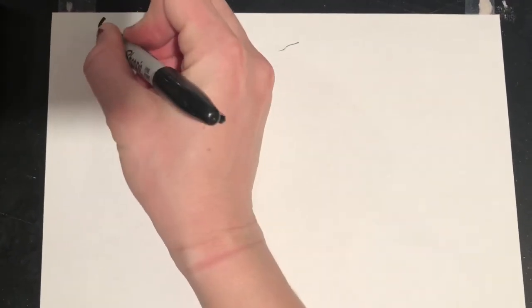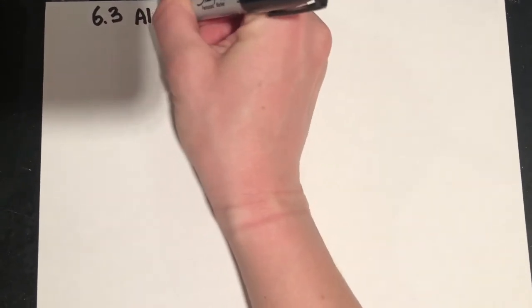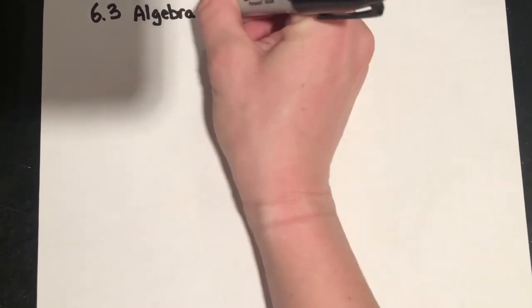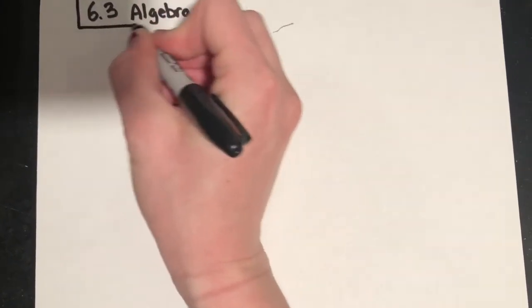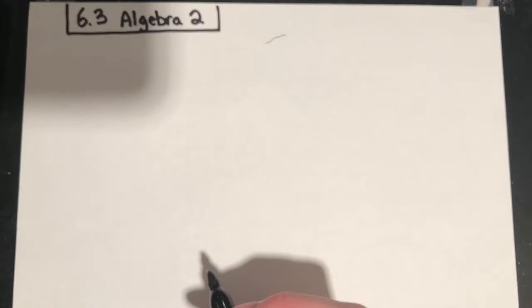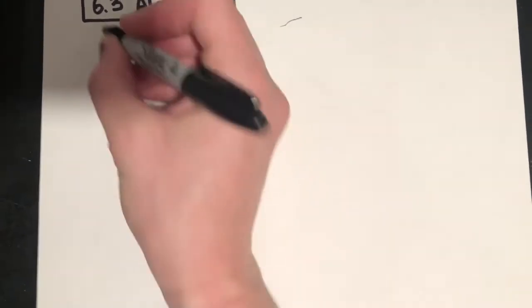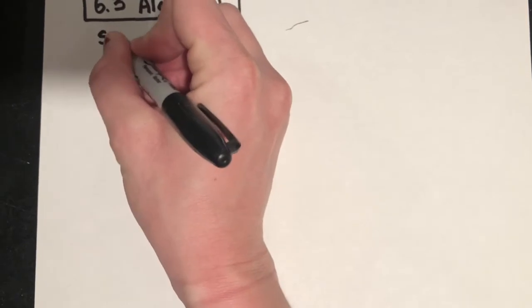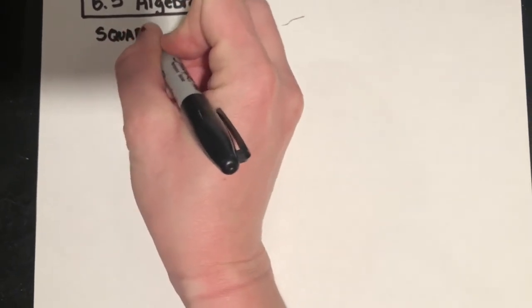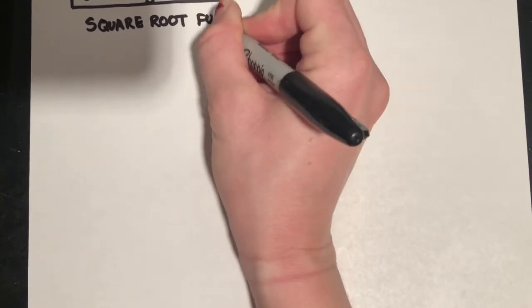All right, folks, I'm going to do 6.3 here for Algebra 2. And I want to make this as simple as possible for you guys and also cover what we need to cover. So first of all, we are in square root functions. So we have square root functions.